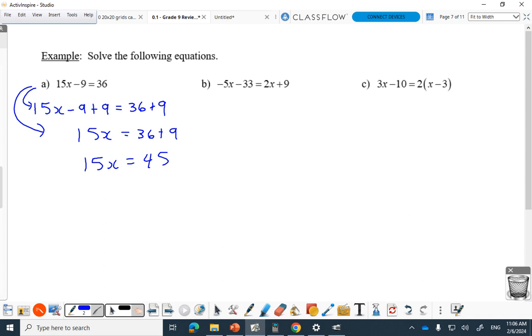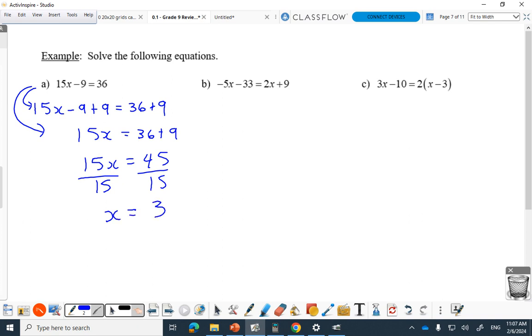Now I ask this question. What's the opposite of multiplying by 15? Divide by 15. And I'm going to do it to both sides. Most people up to about grade 11 actually like doing this. They don't show the step that I showed earlier, but they do show divide by 15 on both sides. Because what's 15 divided by 15? 1, which I could write 1x, but I don't need to write 1x. I can just write x equals 3.